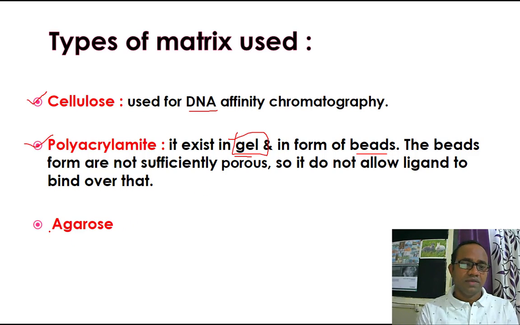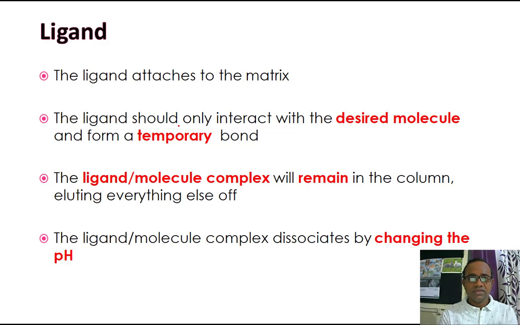Right? And finally the agarose. Okay. Agarose again is used for the DNA isolation. So these three types of particular matrix molecules we will use as a stationary phase, onto which we will bind the ligand. Right? So what is a ligand? The chemical compounds. Okay, a small group of a chemical which is attached to the matrix.